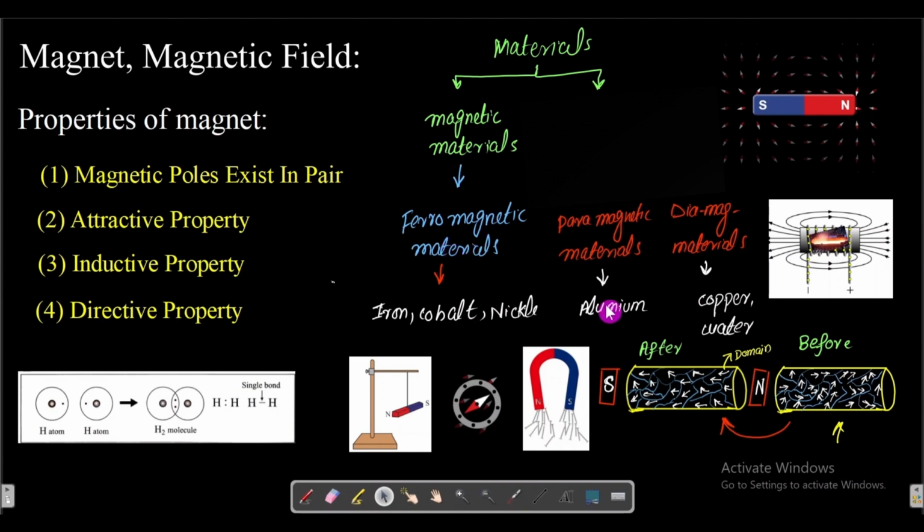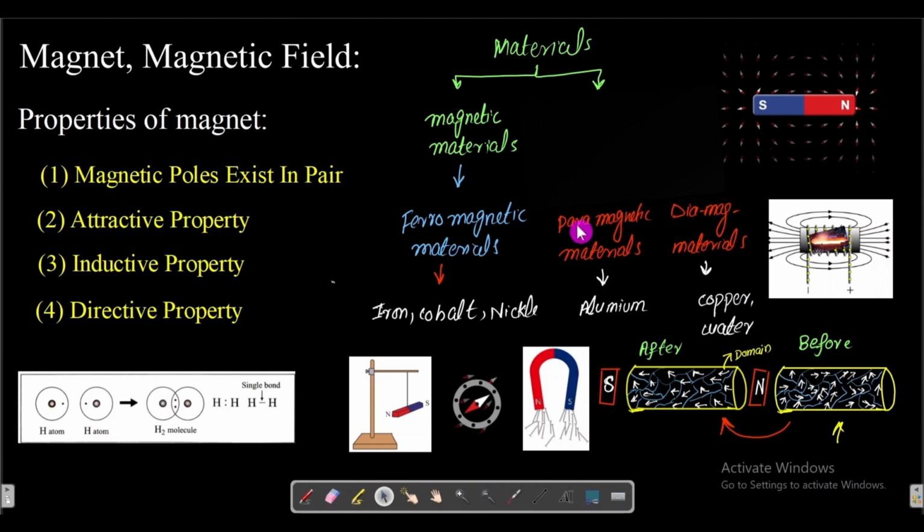On the other hand, we have aluminum and copper. If we bring aluminum near this permanent magnet, there will be a force of attraction, but its magnitude will be less as compared to ferromagnetic material. If we bring copper near this permanent magnet, there will be a force of repulsion between this permanent magnet and the copper. The force of repulsion will be very small in magnitude.